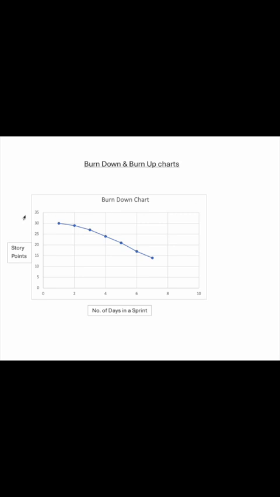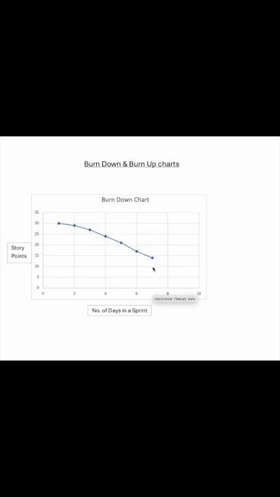On the vertical axis it is the number of story points. On the horizontal axis it is the number of days in a sprint. Usually the sprint is 2 weeks, so 10 days effectively is taken here. And this blue line is showing how many story points have been completed out of the committed ones.